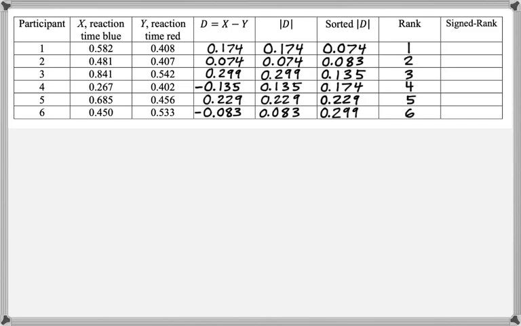And finally, to get the signed rank, we need to apply the original sign of the difference to the rank. So 0.074 was positive, so this will be a +1. 0.083 was originally negative, so this will be a -2. 0.135 was originally negative, so this will be a -3. 0.174 was originally positive, so this is a +4.